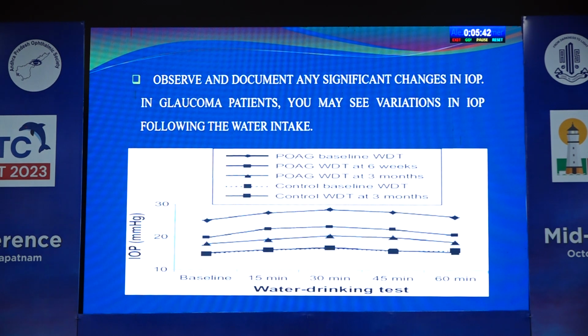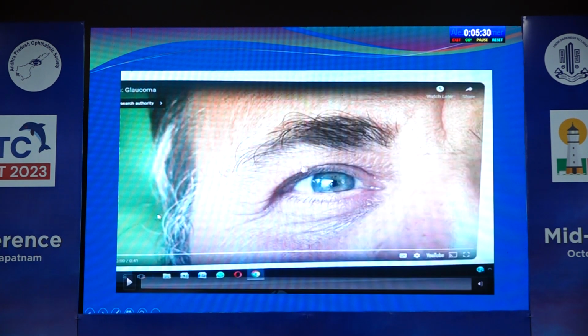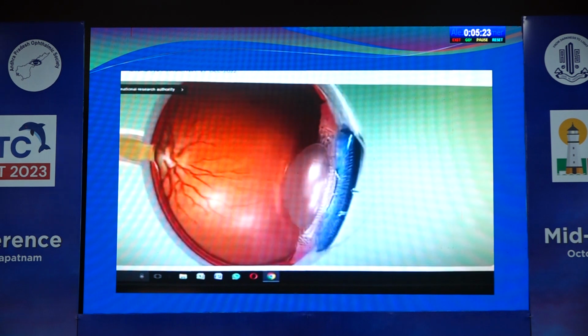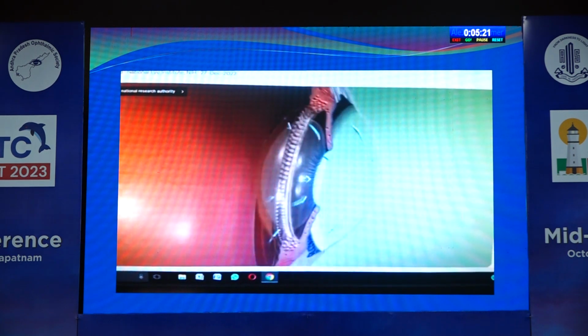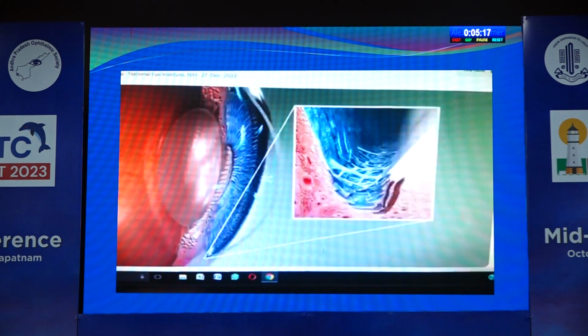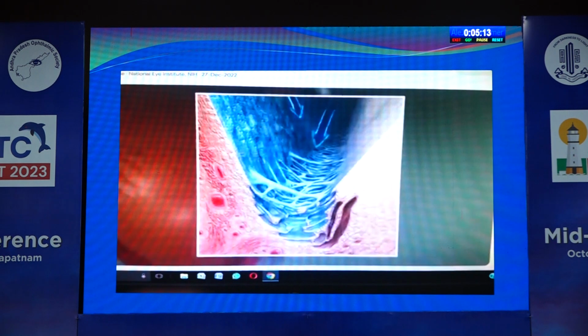Observe and document any significant changes in IOP in glaucoma patients. You may see variation in the IOP following the water intake. This shows the IOP changes in various patients, POAG and control patients. This is a small video showing the excessive pressure in the trabeculum causing damage.